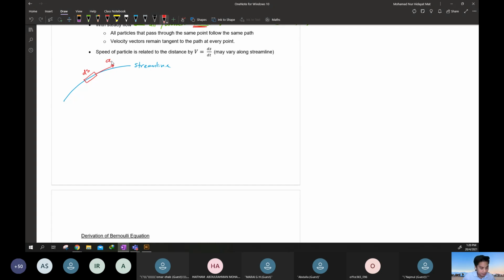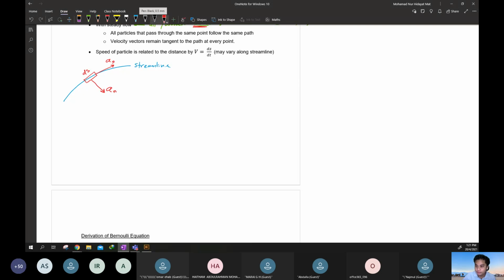As well as we have the acceleration. In this case, we call it the acceleration in the streamline direction, AS, the acceleration in the same direction as S, the displacement. Due to this motion along the streamline, you can see there is a change in direction. From here it changes into this direction. Definitely we have the centripetal acceleration, or sometimes we call it the normal acceleration. The normal acceleration is due to the change in direction. AS is the acceleration due to the change in displacement.